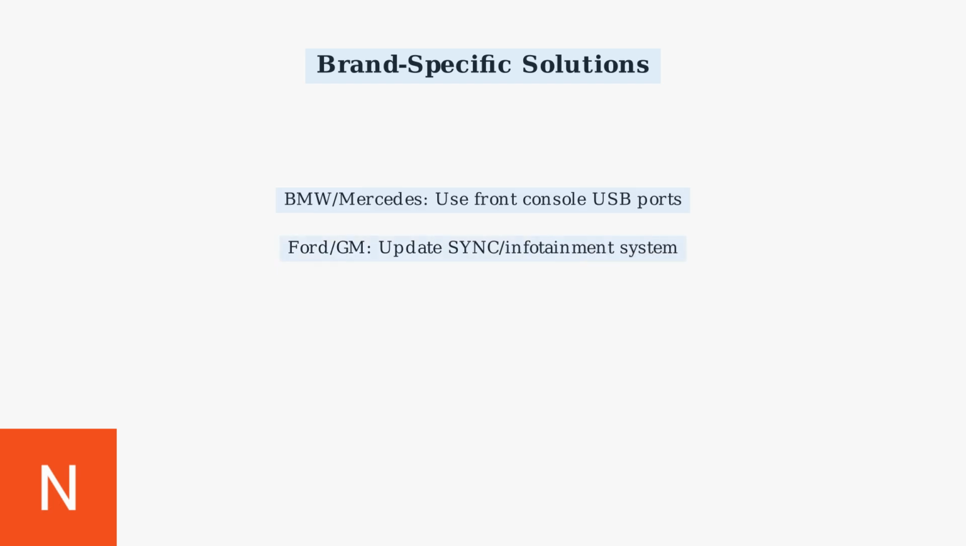Ford and General Motors vehicles frequently require sync or infotainment system updates. Check the manufacturer's website for the latest software versions. Toyota and Honda models have known compatibility issues with certain iOS versions and may require dealer software updates for newer iPhone models. Prevent future CarPlay issues with these essential maintenance practices that keep your connection reliable.